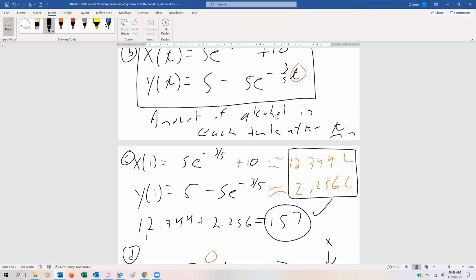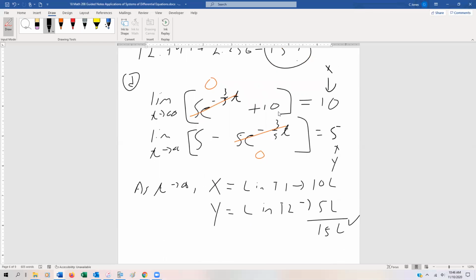All right, so we'll take a look at one more of these types of problems, maybe involving more than 2 tanks, but hopefully this gives you a good overview as to how to work with these systems involving the tank problems.